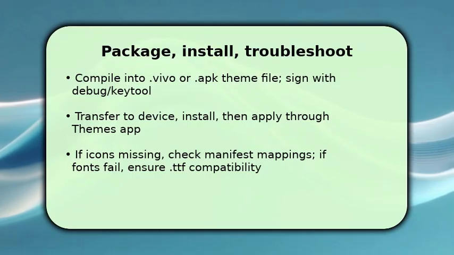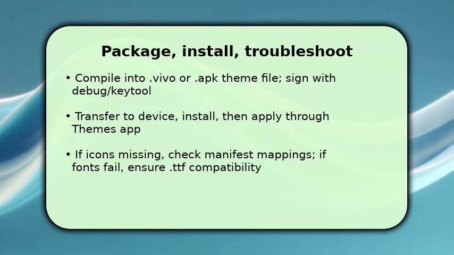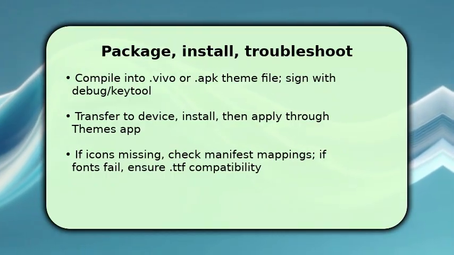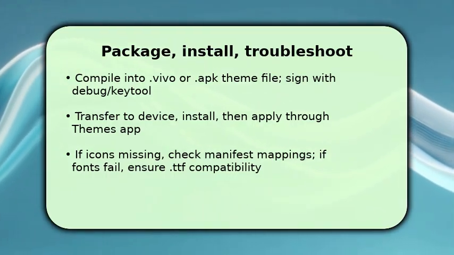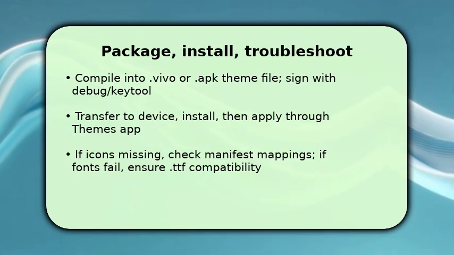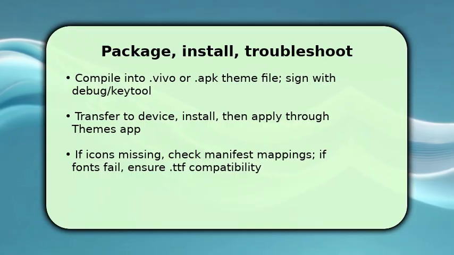Finish by compiling the theme into a Vivo or signed app using your toolchain and sign it with your KeepAir or debug certificate. Transfer the file to the device, install it, and apply via the Vivo Themes app to test thoroughly. If elements fail to appear, check manifest mappings first and confirm file names exactly match identifiers.